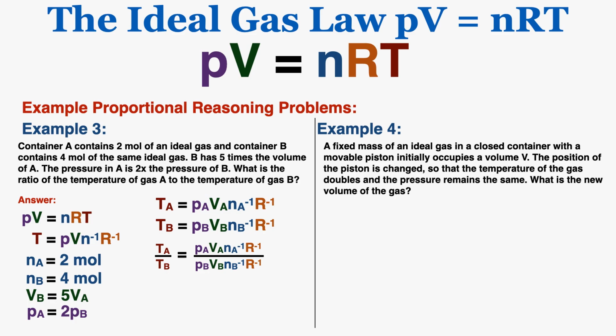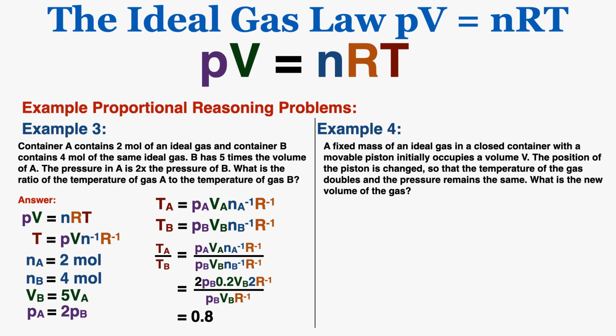And I can now rewrite some variables as other variables and start to cancel things out. So I know that PA is equal to 2PB. So I'll just replace all the A's with B variables. Because VB is 5VA, VA is equal to 0.2 VB. And I know that NA is 2 and NB is 4. So if I take 1 over 2 over 1 over 4, I get 2 in the numerator as a result. And when I multiply those out and cancel out the variables, I get 0.8. So that's the ratio of the temperature of container A to container B.